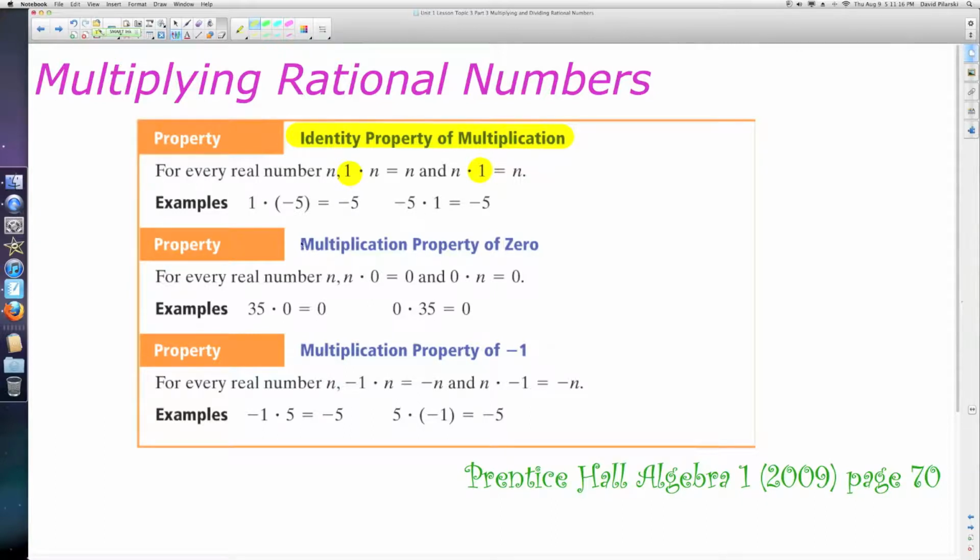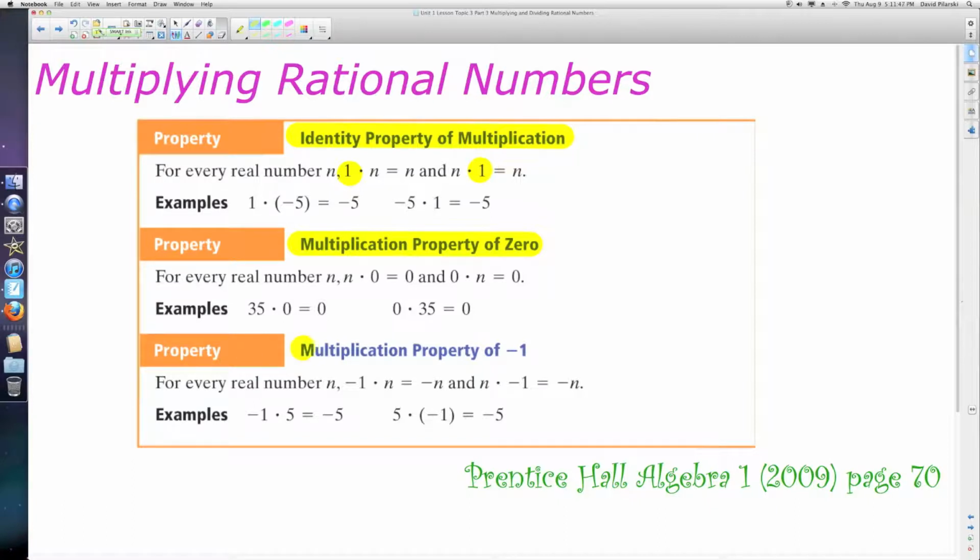The second property is the multiplication property of 0. Mathematically stated, for every real number n, n times 0 is equal to 0, and 0 times n is equal to 0. In other words, any number times 0 is always equal to 0. Here we have some numerical examples. 35 times 0 is equal to 0, and 0 times 35 is equal to 0. We could use any number multiplied by 0. You always get 0.